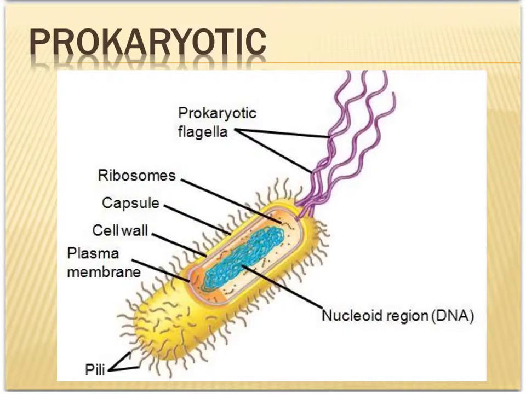Prokaryotic cells tend to be pretty small. They are very simple in complexity, and they have circular DNA. They do not have a nucleus or any other membrane-bound organelles. An example of a prokaryotic cell would be bacteria. Sometimes prokaryotic cells have these little tails that are called flagella.